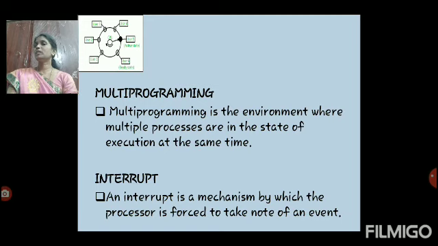Now, interrupt. What is an interrupt? Usually when a process is being carried out, something will stop the process from being processed. That state is called an interrupt, right? So what is that interrupt? An interrupt is a mechanism by which the processor is forced to take note of an event.